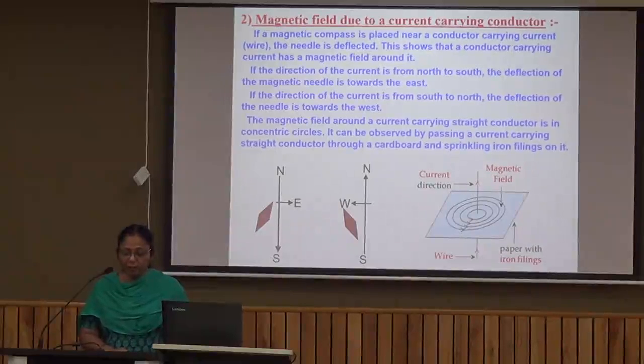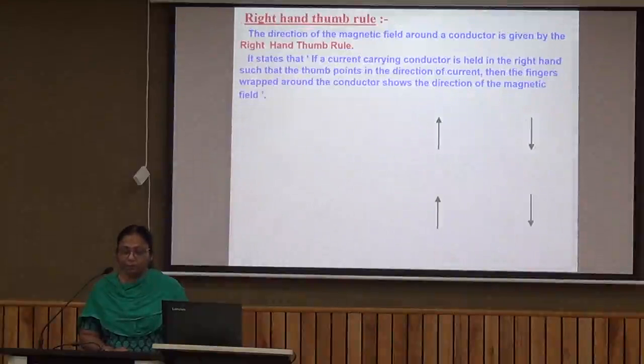You can see, if there is a conductor passing through an A4 sheet and it carries current, then the magnetic compass will move around it in the form of concentric circles. So around a current carrying straight conductor, the magnetic field is in the form of concentric circles. If the direction of the current is south to north, the deflection of the needle will be towards the west. The magnetic field around a current carrying conductor can be traced by using a compass.